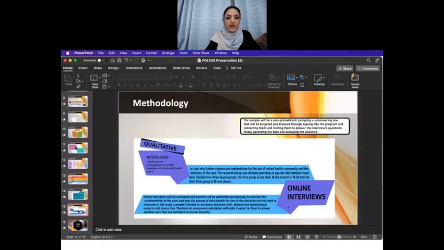Interviews will be conducted on a focus group of 300 members of community health users to take into account further reasons and explanations for the use of online health communities. We might have just forgotten some reasons in our considerations, so we do have to ask people for their own reasons and explanations. This research group was divided into three groups equally. The first one is less than 18 years old. The second one is 18 to 30 years old. And the final third group is 30 and above.